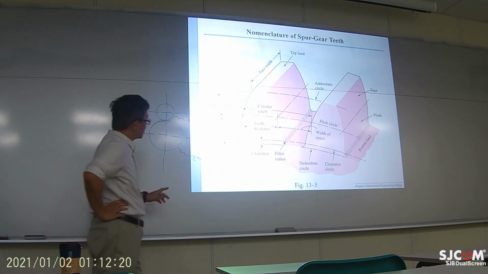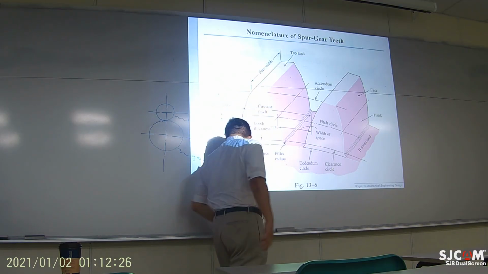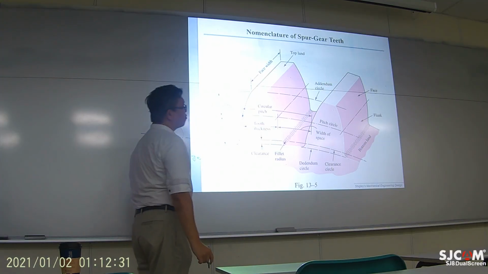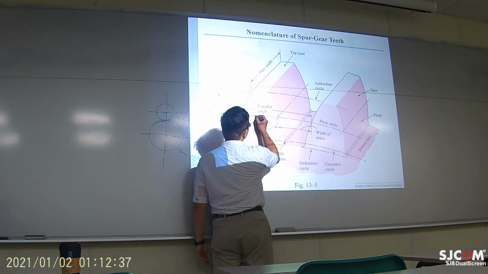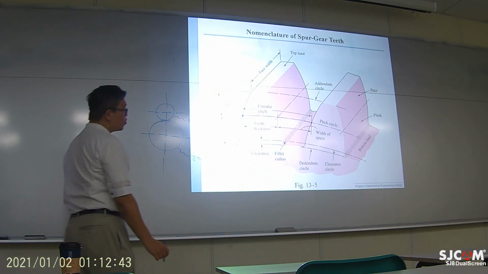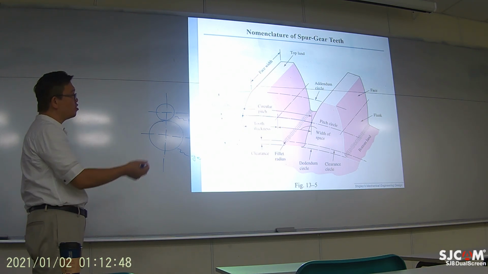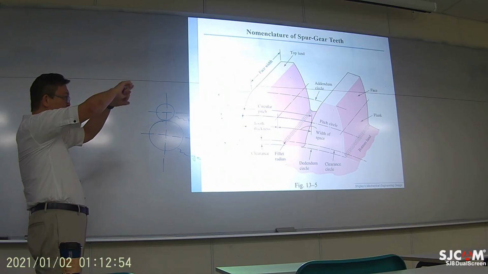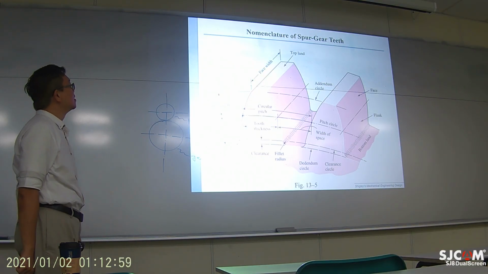Next is circular pitch. It's an arc length from one edge of the tooth to the same edge of the neighboring tooth, and the arc length is called circular pitch. So from there, you know circular pitch equals the entire perimeter divided by number of teeth. Okay, we will see the equation later on.